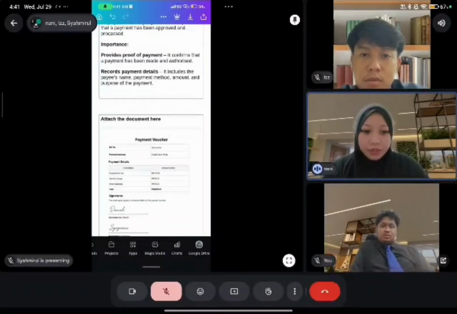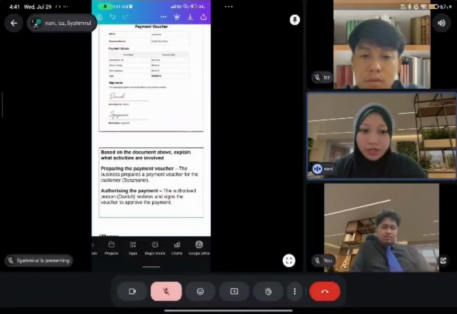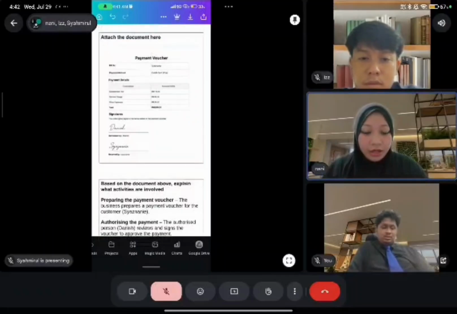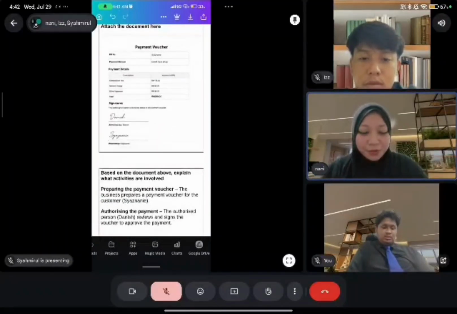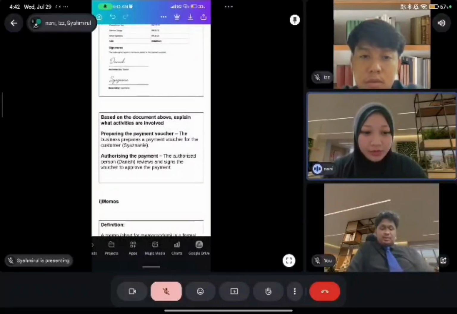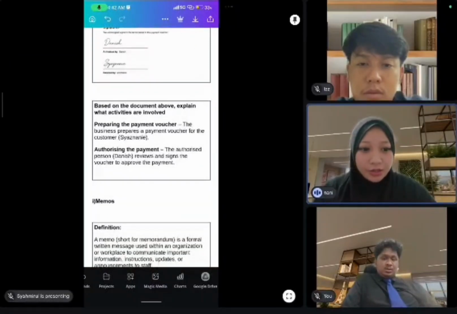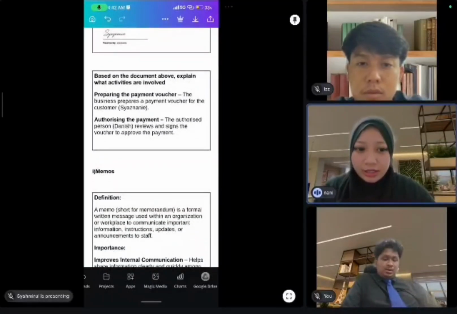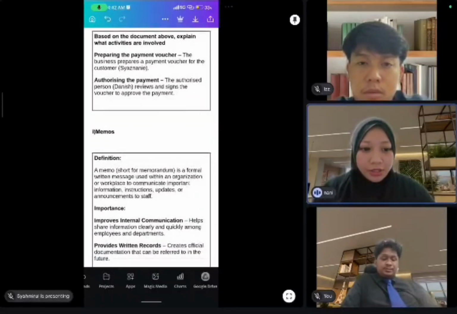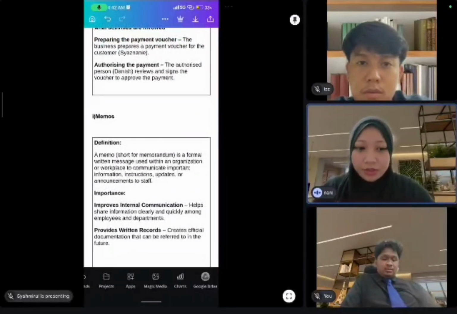preparing the payment voucher. The business creates this voucher listing all the charges, consultation fee, service charge, or the expense, and the total amount of RM 269 payable by Shaznani via Visa credit card. Second, authorize the payment. The authorized person, Danish, reviews the details and signs the voucher to formally approve the payment. Lastly, confirming receipt. Shaznani signed to confirm she has received the voucher and agrees to the stated payment terms.